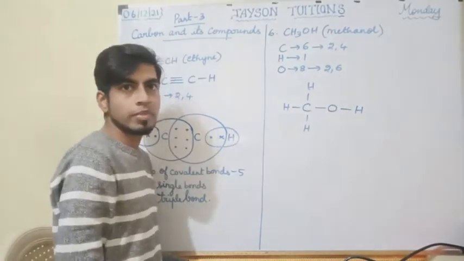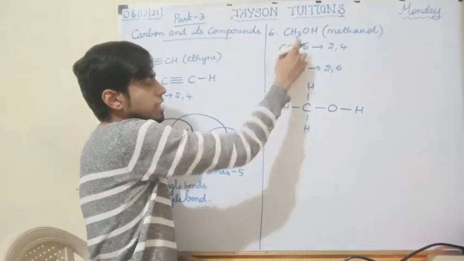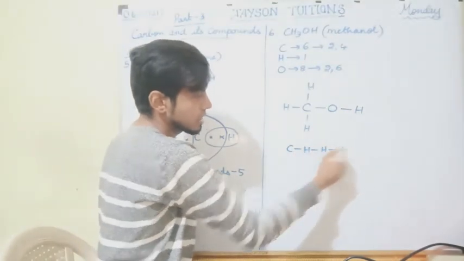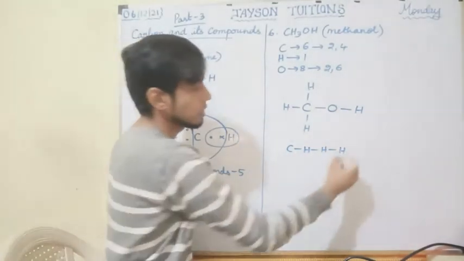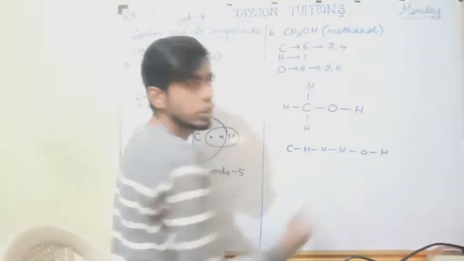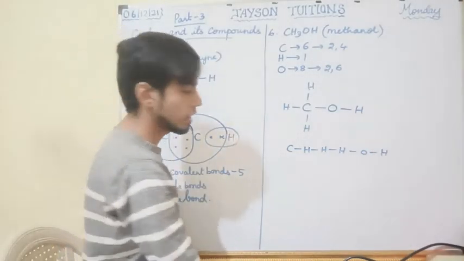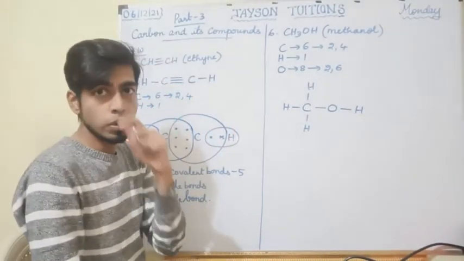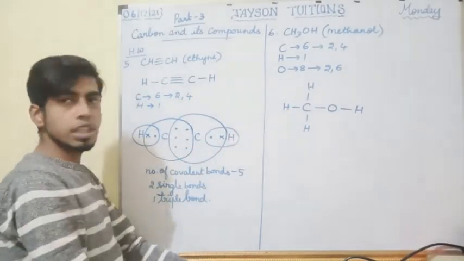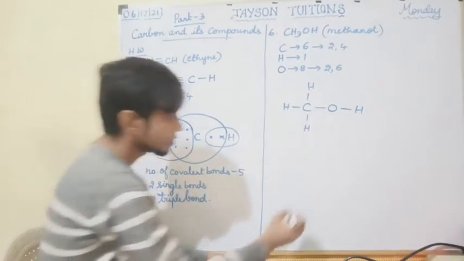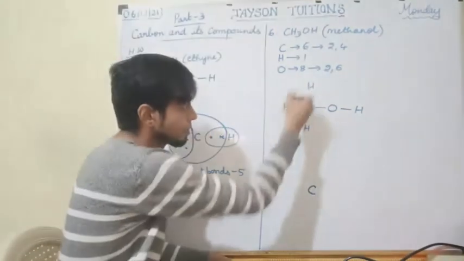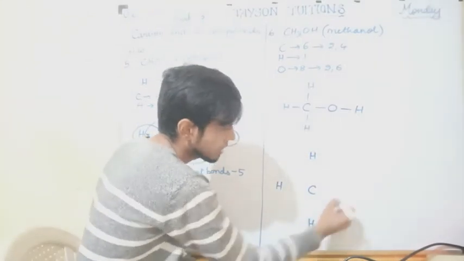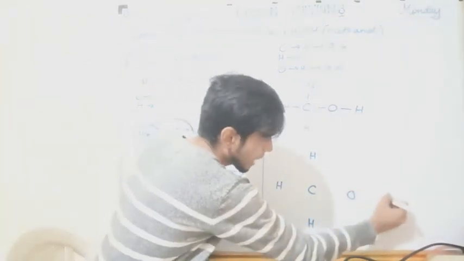CH3OH. Some of you will draw CH3 like this. Okay, CH3OH. Some of you will draw like this, that is wrong. Okay, so this is the exact structure for CH3OH. Now you know where to keep the dots. Yes or no? So one carbon, hydrogen, hydrogen, hydrogen, oxygen, hydrogen.